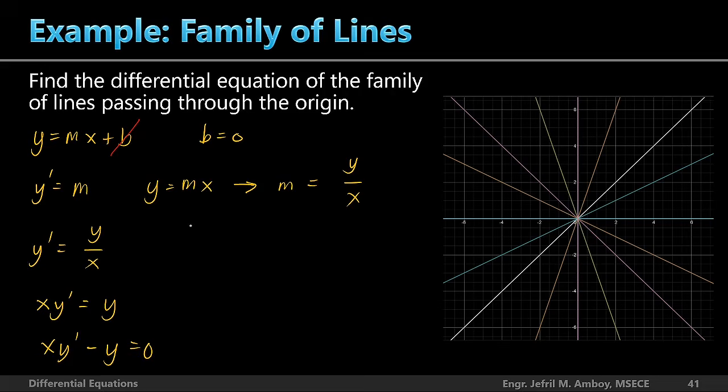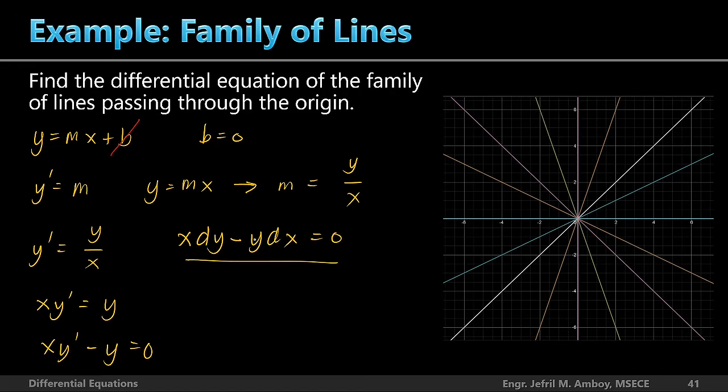So I write the answer in differential form, x dy minus y dx equals 0. Again, this could also be your final answer, and this could also be your final answer. This is in the derivative form because we have an explicit derivative, and this is the final answer written in terms of the differential form. So that's it. Madali lang, di ba?